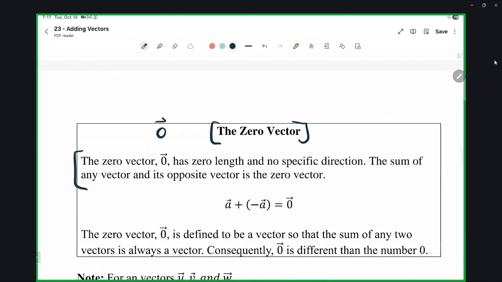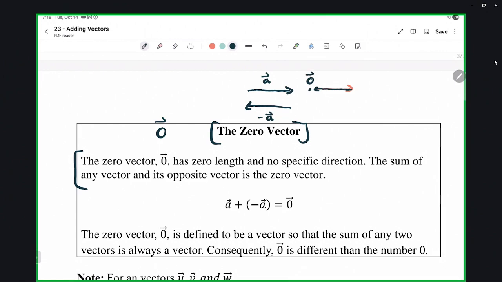To be clear, suppose this was vector A, and this vector was negative vector A. So it's the exact same vector, same magnitude, but with opposite direction. When we add those two vectors together, essentially we move along in one direction, and then we go back to the initial starting point. So in essence, we didn't really get anywhere.